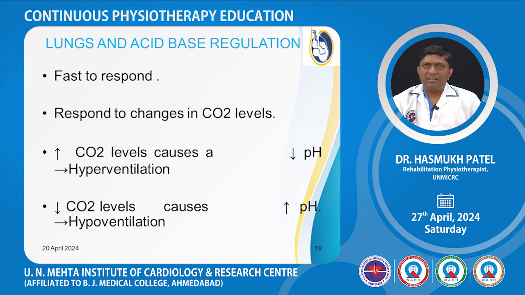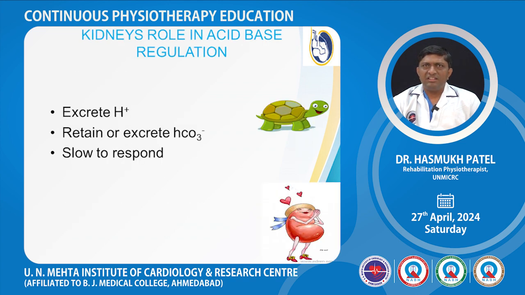Lungs and acid-base regulation: the response is very fast. If the CO2 level increases, the pH decreases, which causes hyperventilation. If the CO2 level decreases, the pH increases, which can cause hypoventilation. The third one is the kidney. The kidney excretes H+, and retains or excretes HCO3 minus, and it is very slow to respond.